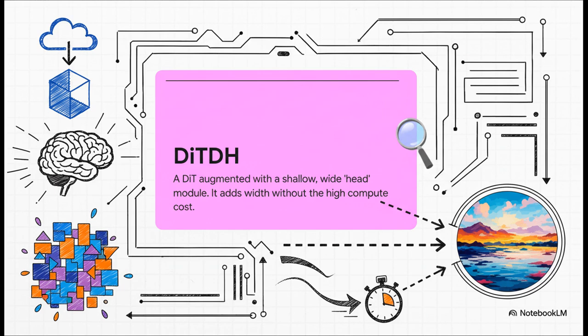Now, DITDH is a bit of a mouthful, I know, but the concept is actually really elegant. They took a standard diffusion transformer and just tacked on this special module at the end, a head that's very shallow but incredibly wide. This gives the model all the performance benefits of having a huge, wide architecture, but without the massive computational cost. It's truly the best of both worlds.